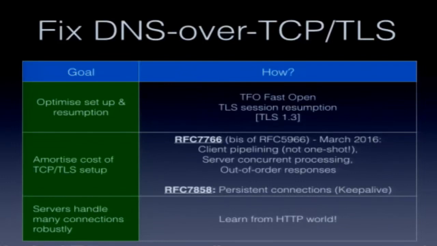So, for example, when DNS clients and servers are setting up connections, you need to make sure that they're using techniques like fast open, session resumption, and you want to have a really close eye on TLS 1.3 because that's going to do good things in terms of reducing latency for setting up these connections.